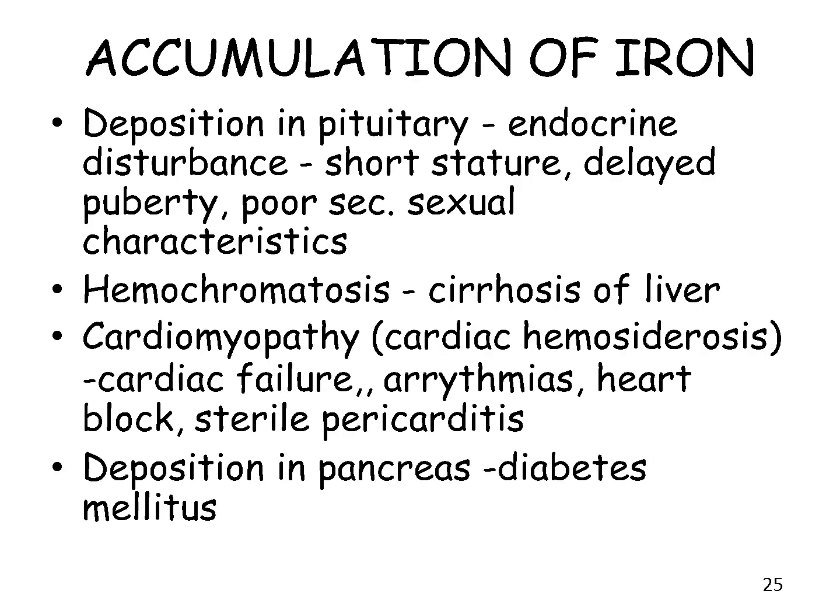The accumulation of iron takes place in different organs of the body. Deposition in the pituitary will lead to endocrine disturbance. This will further cause short stature, delayed puberty, poor secondary sexual characters. There will be hemochromatosis. This will lead to cirrhosis of liver. If accumulation takes place in the cardiac muscles, there will be cardiac hemosiderosis. This will cause cardiac failure, arrhythmia, heart block, pericarditis.